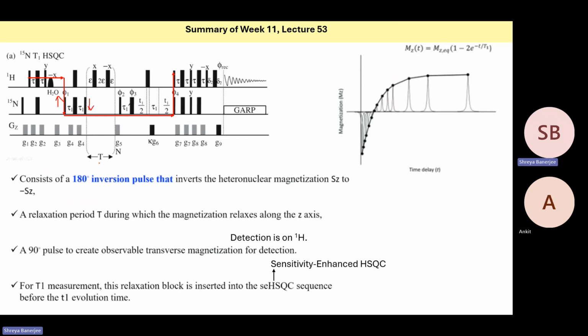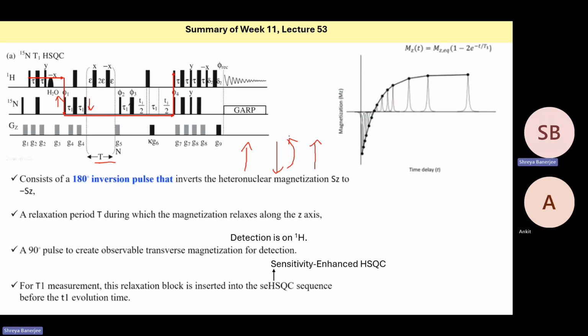Then there is a relaxation time period T, during which the magnetization relaxes along the Z-axis. So we are studying T1, so we are studying longitudinal relaxation. So from plus Z, it is going to minus Z. Slowly, it will recover back to its initial position to become plus Z again.